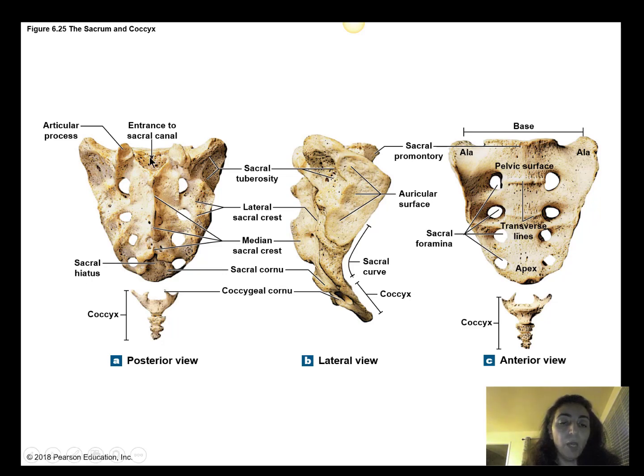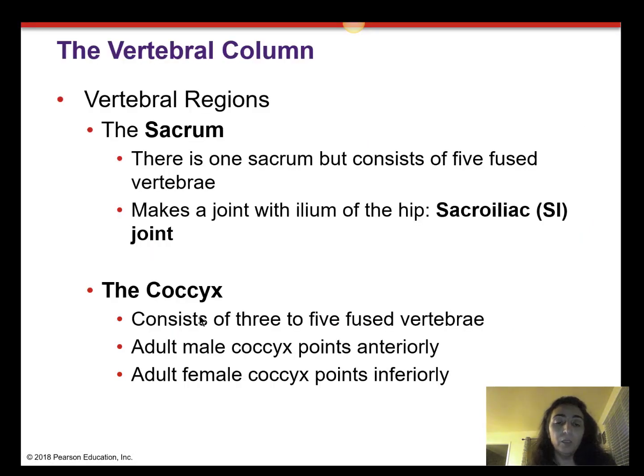Now, on the posterior, the other things that you can see: at the very top, you have one articular process that is going to attach the sacrum to the last lumbar vertebra, right? So that's the articular process of that. And you have a canal here that we call sacral canal. That is the beginning of that. And the end of that has a specific name that we call sacral hiatus. So these are the things that you need to know from the sacrum. And these are all those that I told you about the sacrum.